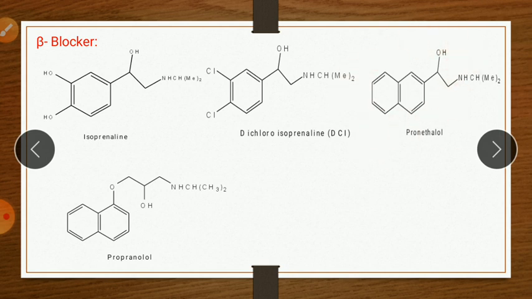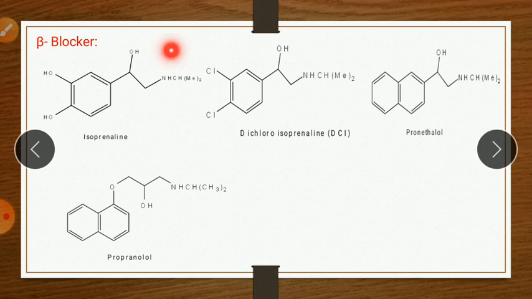The first change is insertion of the OCH2 group, the oxymethyl bridge, and shifting of this side chain from carbon 2 to carbon 1. So this drug is called propranolol, which is the first marketed beta blocker. So this is the development of propranolol.